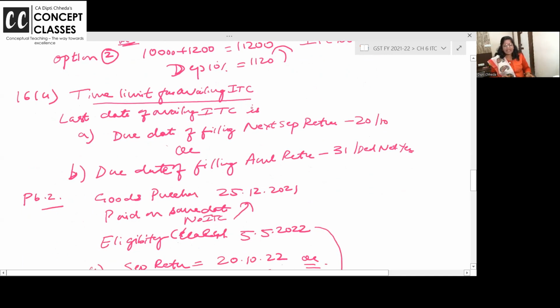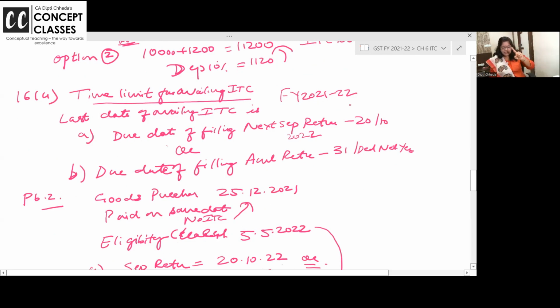Time limit for availing ITC. Ma'am, I purchased some goods in August 21. Now July 22 is going on. So August 21 I purchased and I missed taking the ITC. Can I take it now? Yes. For financial year 21-22, the last day of filing the September return is October 20. Are you all with me?